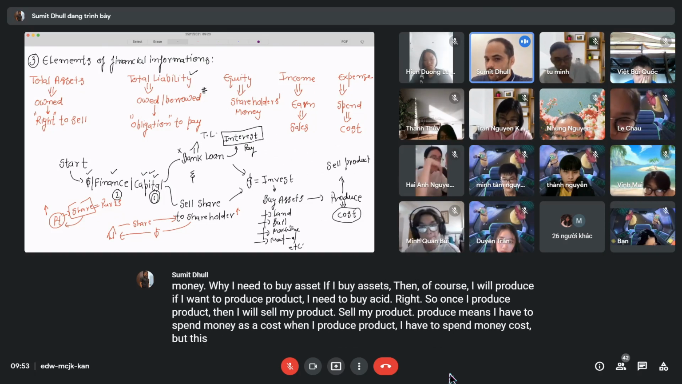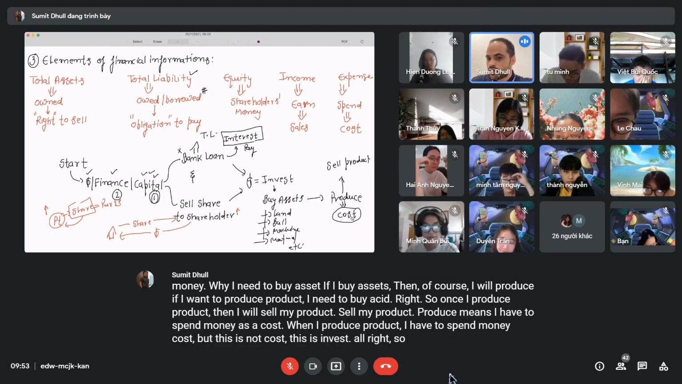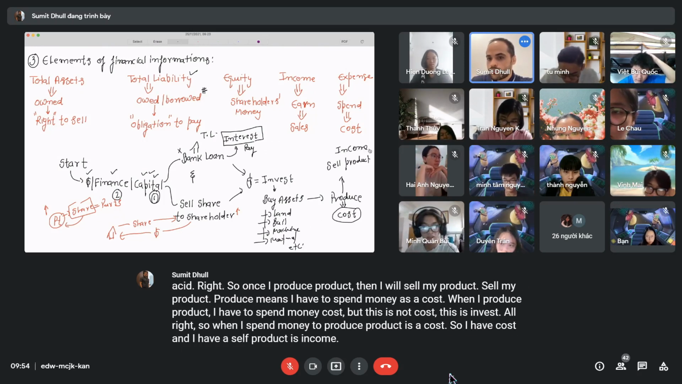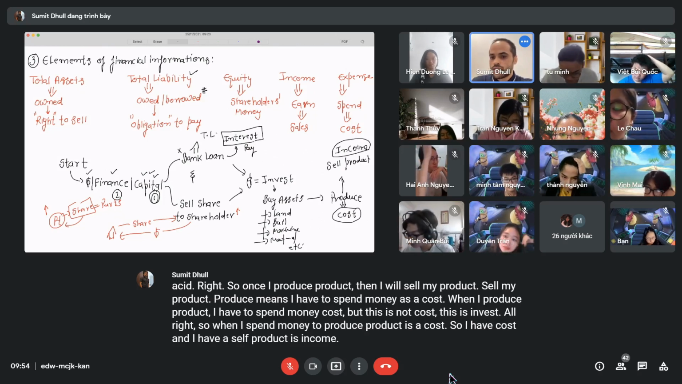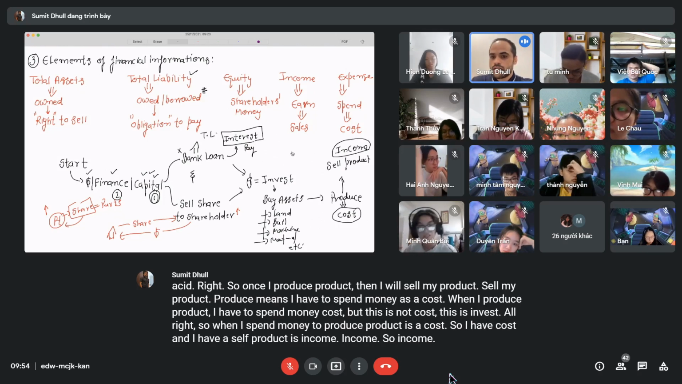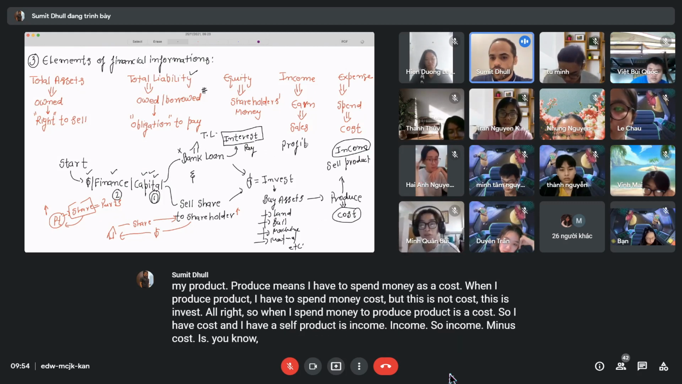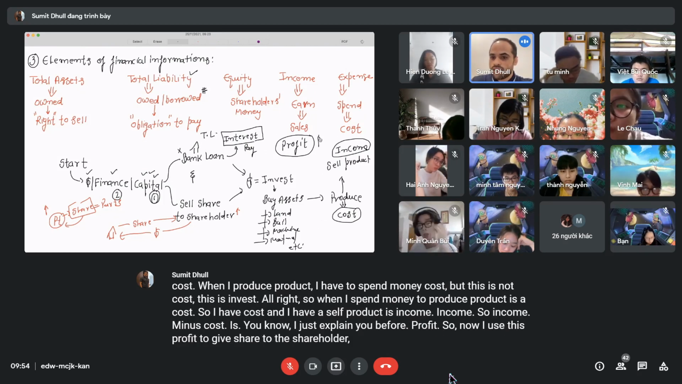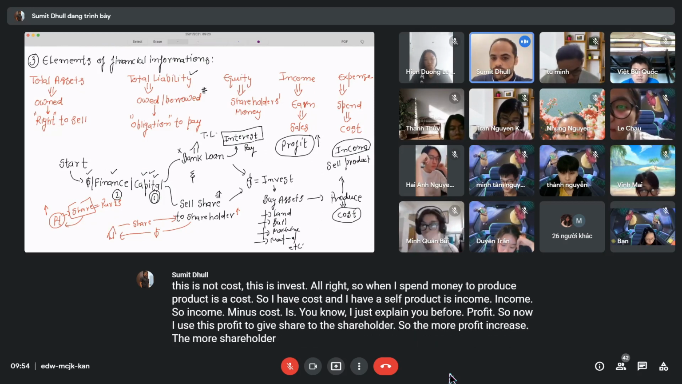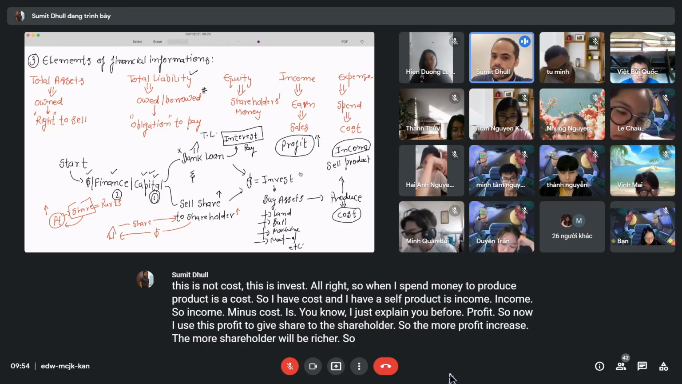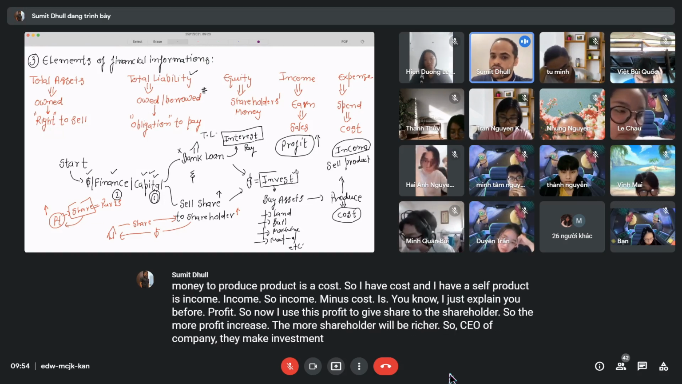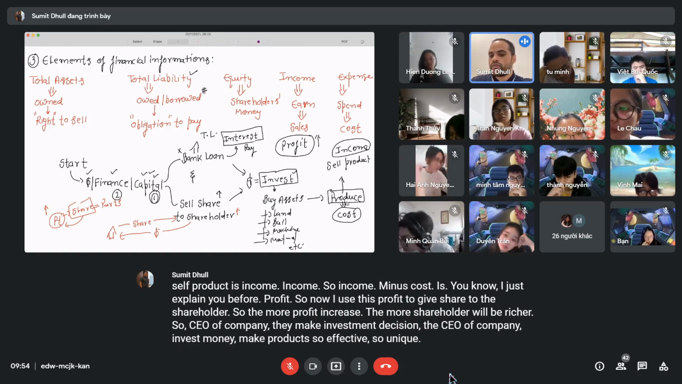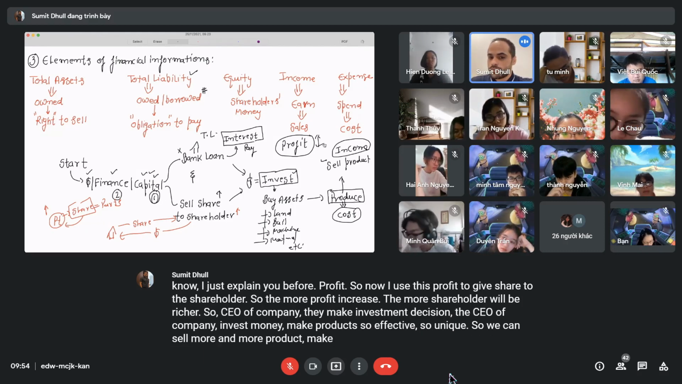But this is not cost, this is invest. All right. So when I spend money to produce product, it is a cost. So I have cost and I have sold product, which is income. So income minus cost is, as I explained before, profit. So now I use this profit to give shares to the shareholder. So the more profit increases, the richer the shareholders will be. So the CEO of the company makes investment decisions. The CEO invests money, makes products so effective, so unique, so we can sell more and more product and make more and more profit. So that's the whole idea.